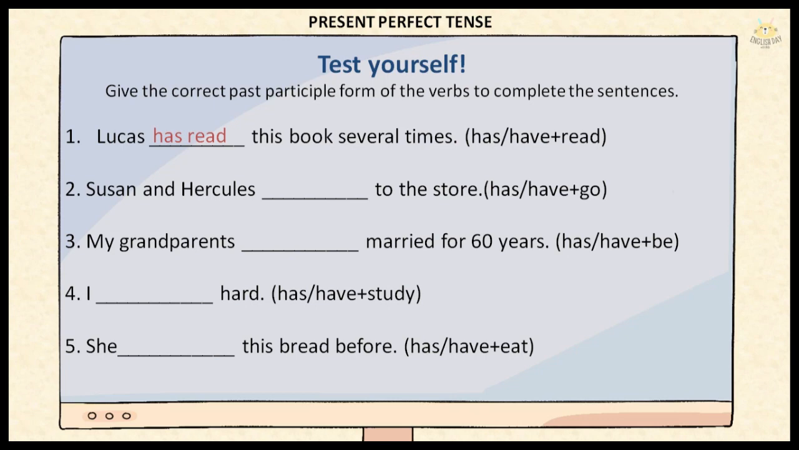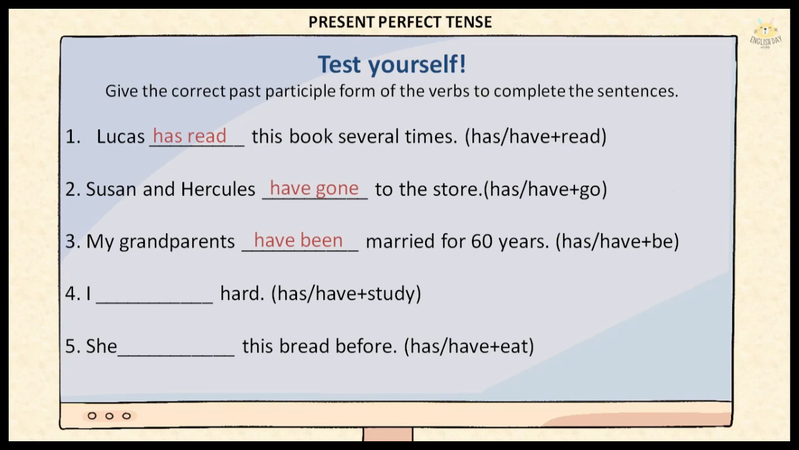Number 2. Susan and Hercules blank to the store. If you answered have gone, then you are correct. Susan and Hercules have gone to the store. Number 3. My grandparents blank married for 60 years. If you answered have been, then you are correct. We have a plural subject, that's why we need to use have. My grandparents have been married for 60 years.